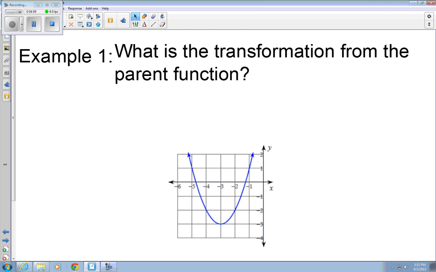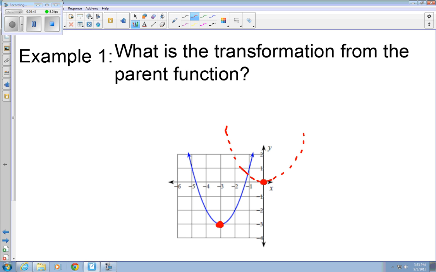So 0, 0 is right here. And for these, I only follow one point. 0, 0 is at the base, the bottom of the quadratic. So I'm going to find that on the graph that's given to me. And the orientation of both of them are the same. They're both U-shaped, both going up. So all I have to do is translate. So this is a quadratic.